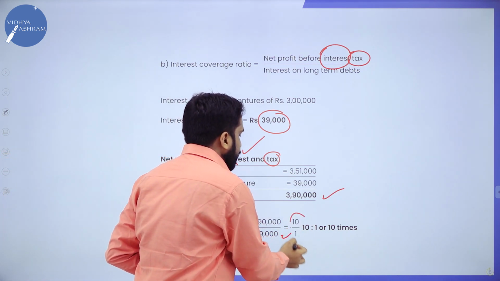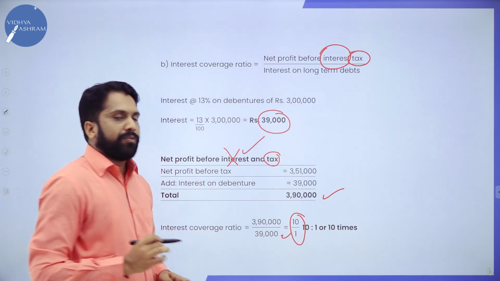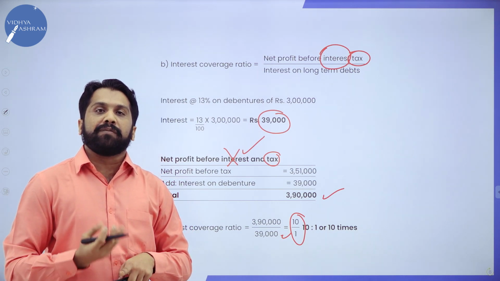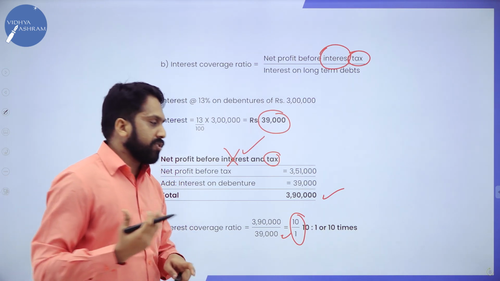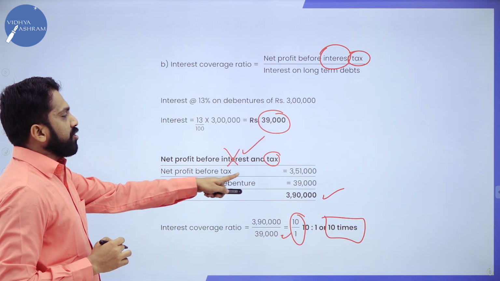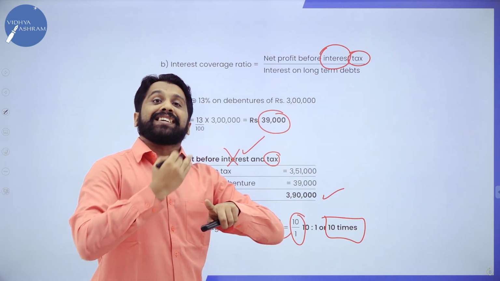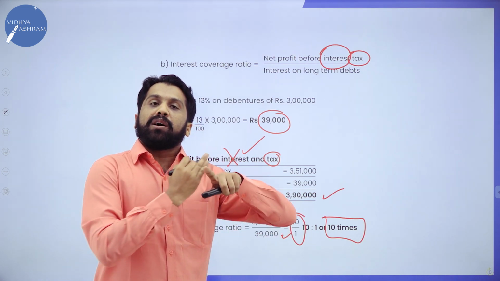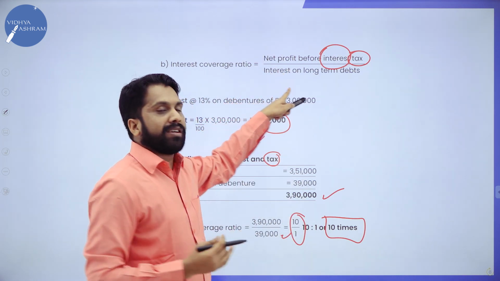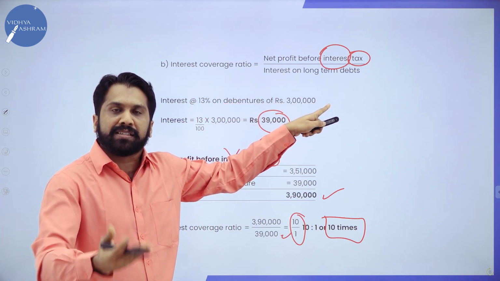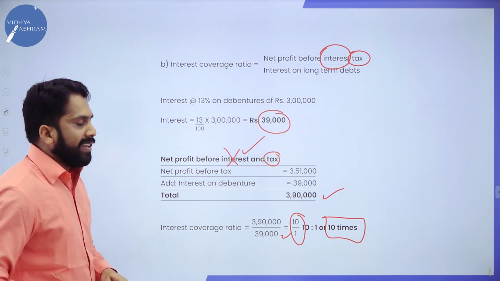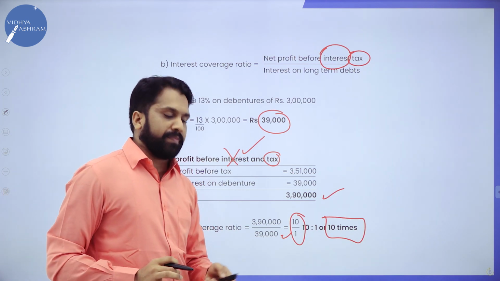So your answer is what? 10 divided by 1. Remember, this ratio we call in terms of times, not in ratio. So it is 10 times, meaning your profit compared to your interest is 10 times. Okay. So whatever interest you are paying to the outsiders, your profit covers it 10 times. Clear? Yeah. So this is all about your interest coverage ratio.